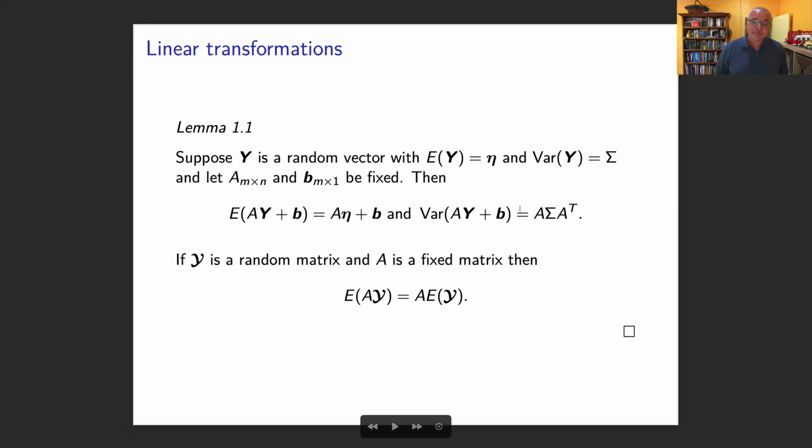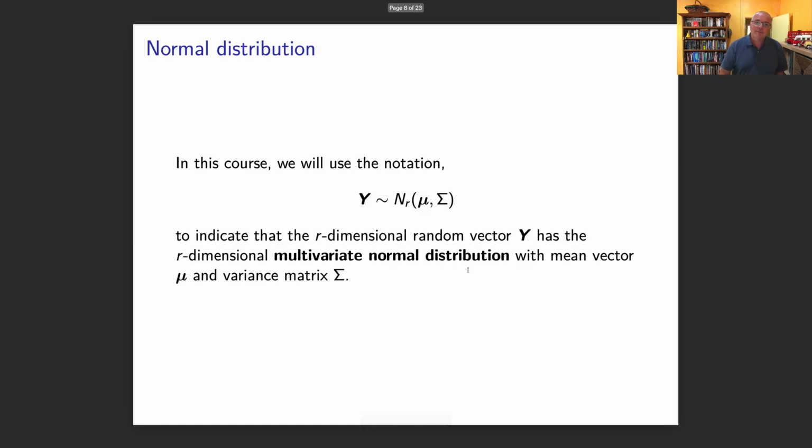All nice. If we had a random matrix, so we've gone another layer up, and A is a fixed matrix, then the expected value of AY equals A times the expected value of Y. I'm not going to give you the variance equivalent of that, it's a bit more complicated. Also, at the moment, we've just got a random vector. We know its mean, we know its variance. We've done a linear transform of that, but we've had no discussion at all of what the distribution is.